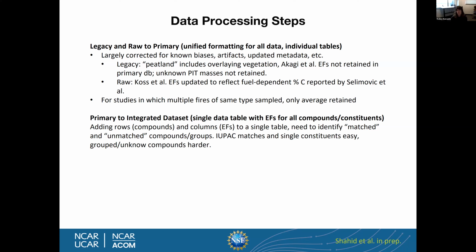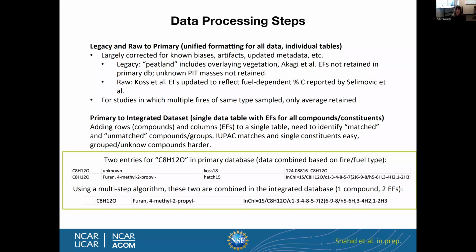The IUPAC matches and single constituents are easy. These grouped and unknown, sorry, typo, are a little bit harder, but I'm just going to give you an example of the second step of the algorithm. We've matched all the IUPACs, that's easy. Here is an example. We have a single fuel or fire type, and we have these two hits. They have the same chemical formula, they do not have the same name. They come from two different sources, but based on their identification, we can actually tell that they are the same compound. So we combine these in the database.